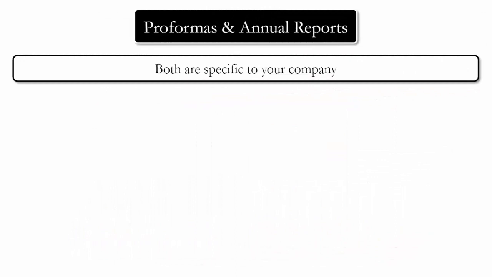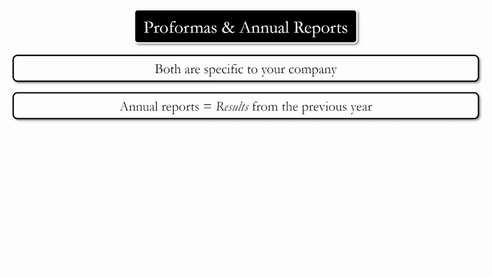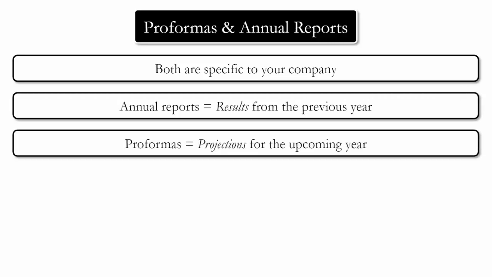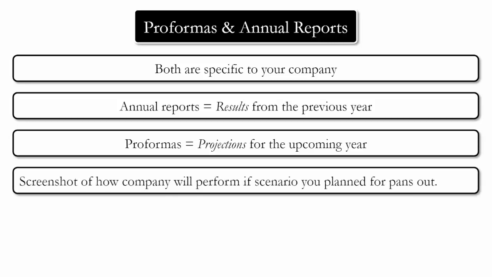Remember, the simulation provides you with pro forma reports and annual reports. Both are specific to your company. Annual reports are the results from the previous year. The pro formas, which include the balanced scorecard, are projections for the upcoming year. The pro formas provide you with a screenshot of how well your company will perform if your forecast is somewhat accurate.